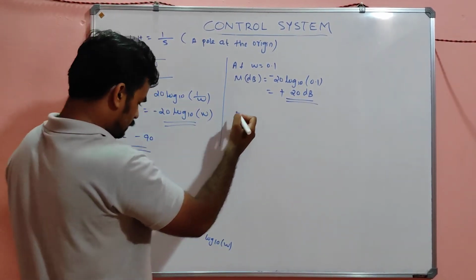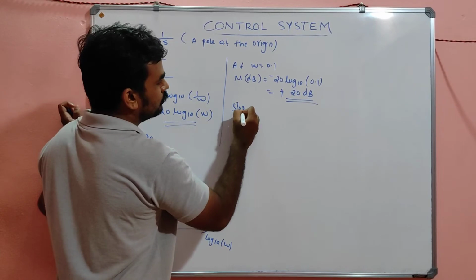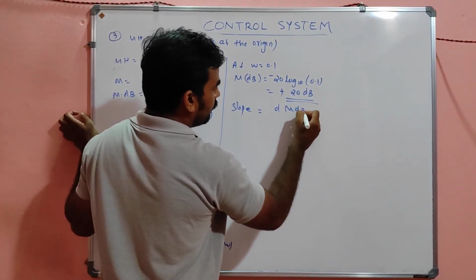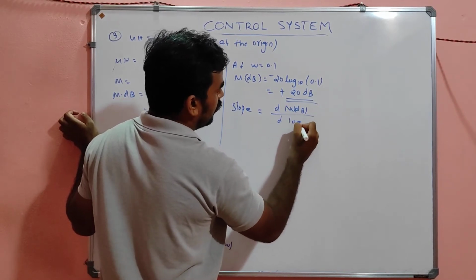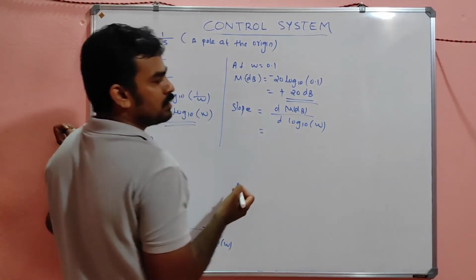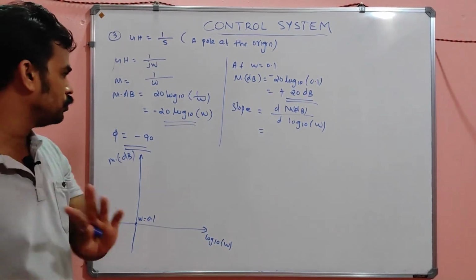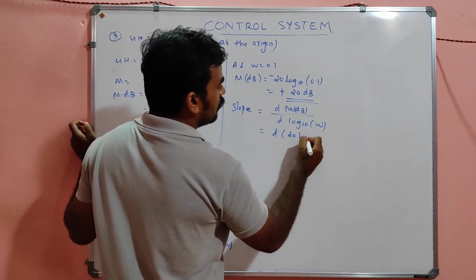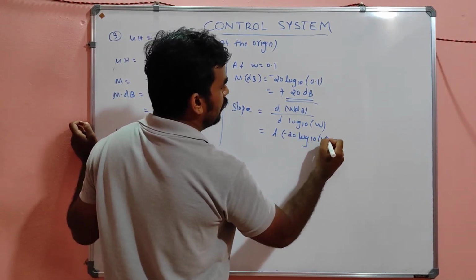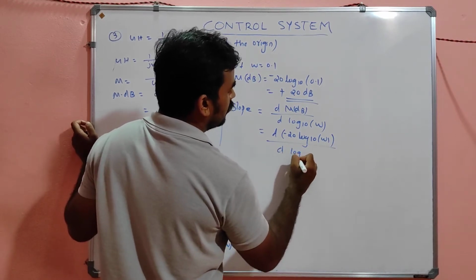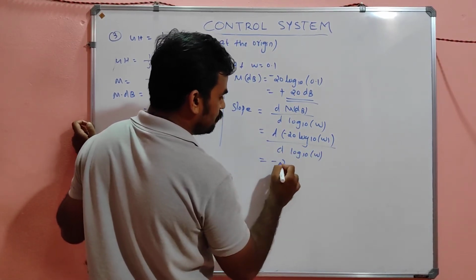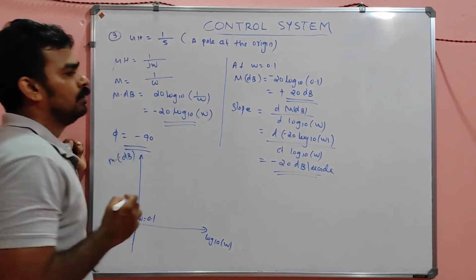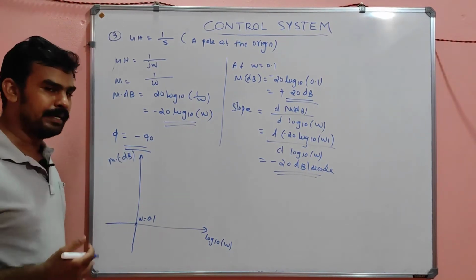And what is the slope now? Slope is nothing but d M dB divided by d log 10 to the base omega, which means we have to differentiate M dB with respect to log 10 to the base omega. So simply you differentiate minus 20 log 10 to the base omega, whole divided by d log 10 to the base omega. So the answer will be simply minus 20 dB per decade, because it deals with log 10. So dB per decade always.